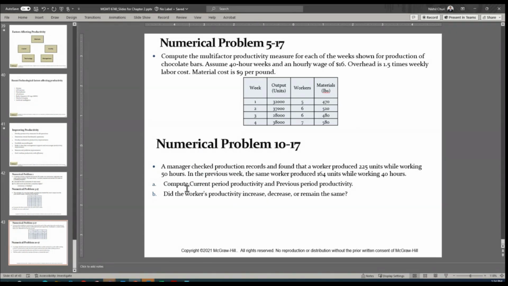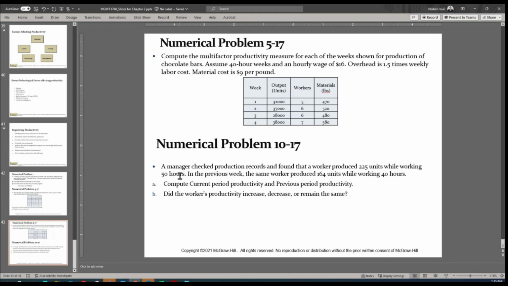10.17 as per the textbook. Let's read it out. A manager checked production records and found that a worker produced 225 units while working 50 hours. In the previous week, the same worker produced 164 units while working for 40 hours. The questions asked are: compute current period productivity and previous period productivity. Did the worker's productivity increase, decrease, or remain the same?